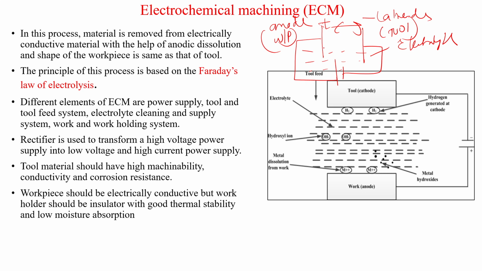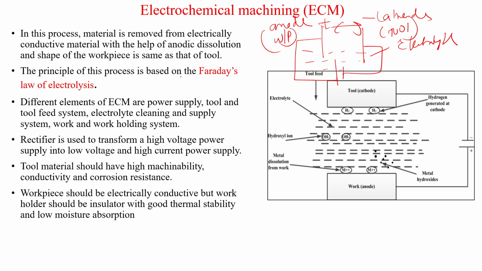In this process, what happens? Material is removed from an electrically conductive material with the help of anodic dissolution, and the shape of the workpiece is the same as that of the tool, for uniformity. It is governed by Faraday's law of electrolysis. Different elements of ECM are the power supply, the tool feed system, the electrolyte supply system, and the work system. One important element is the rectifier, which is used to transform high voltage power supply into low voltage, basically for conversion.